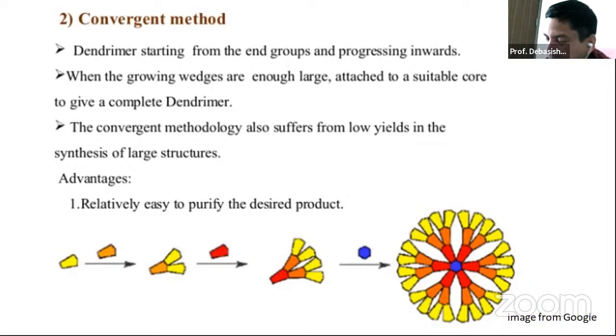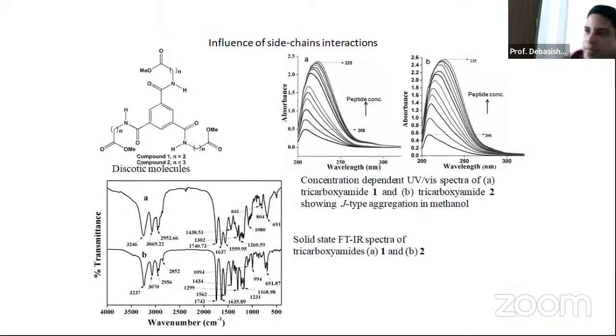So it's very difficult to purify a dendrimer on its form. Okay, so we have tried to mimic some dendrimeric systems using our peptides. So this is the central core for this system, the benzene tricarboxylic acid, as you can see. And then we have coupled the amino acid. So these are the amide bonds.